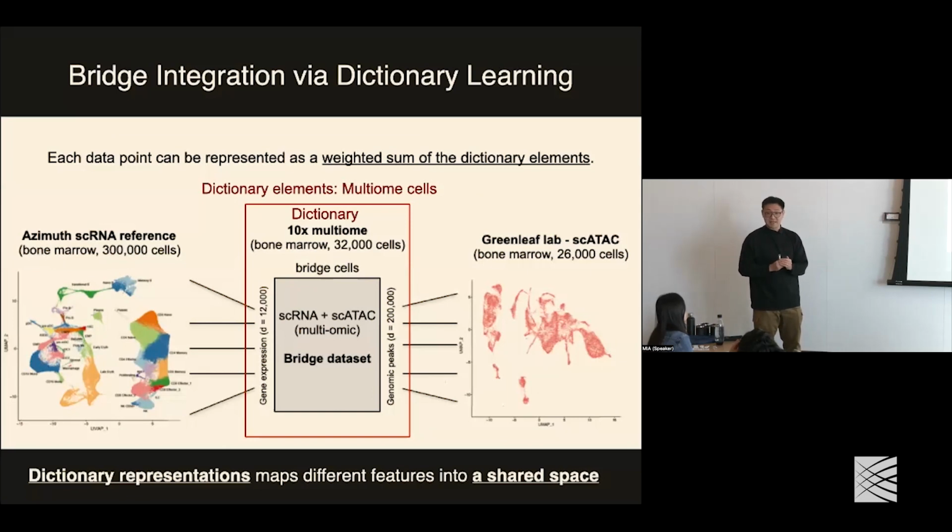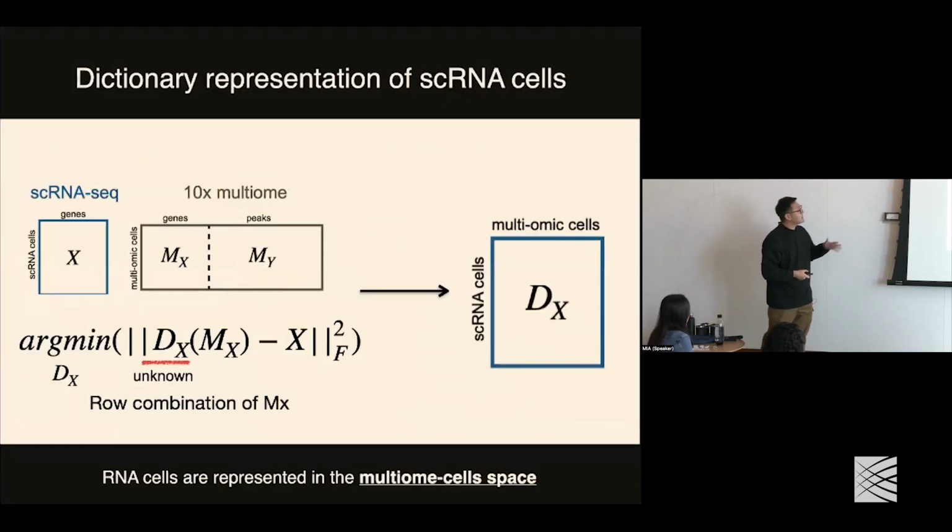Now, the trick is that both modalities are reconstructed by the same set of cells. Now, those two types of cells are in the same space, in this multiome cell space. And then we can transfer labels or do trajectory analysis jointly. Right? And just let me go through in a little more detail how we do that.